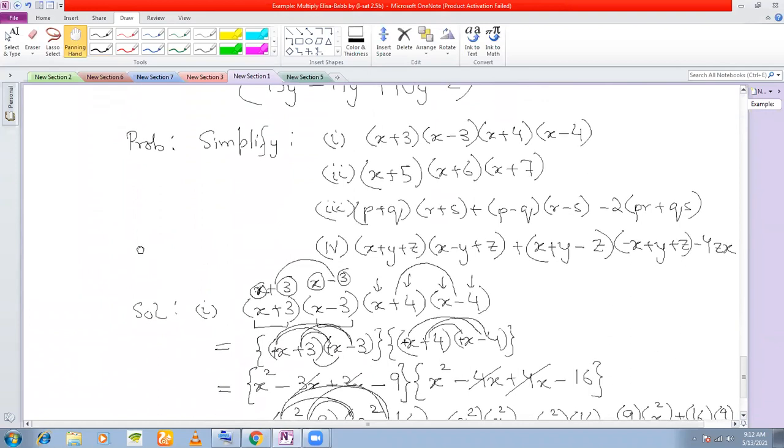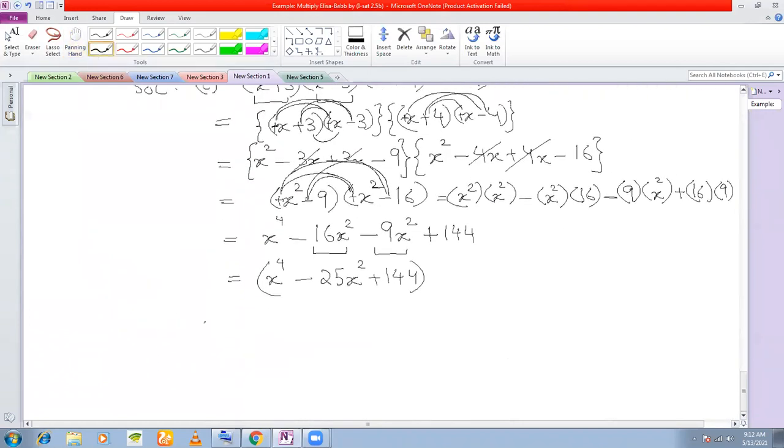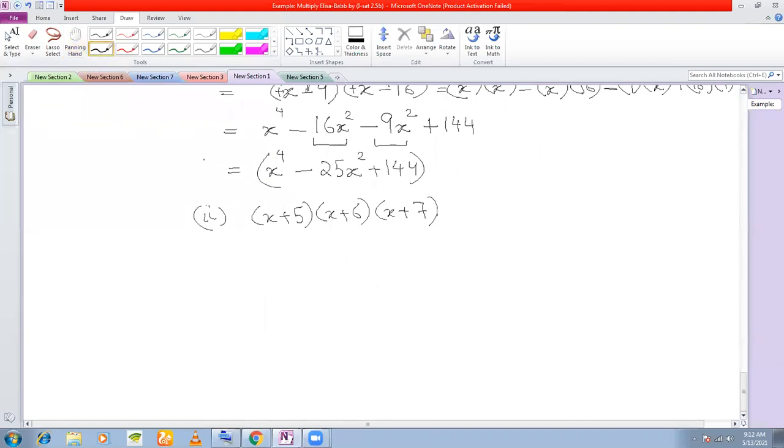The next problem here is x plus 5, x plus 6, x plus 7. X plus 5 into x plus 6 into x plus 7. Now see, all three are different here, right? All the signs are also same. It's not like the last problem. So what we'll do here is you can take two at a time and multiply them together. Let us take the first two. You can take any two here. I'm taking the first two together. We'll multiply the first two together first.